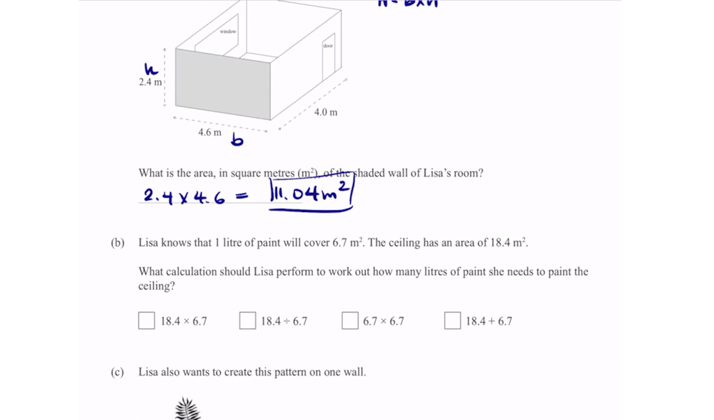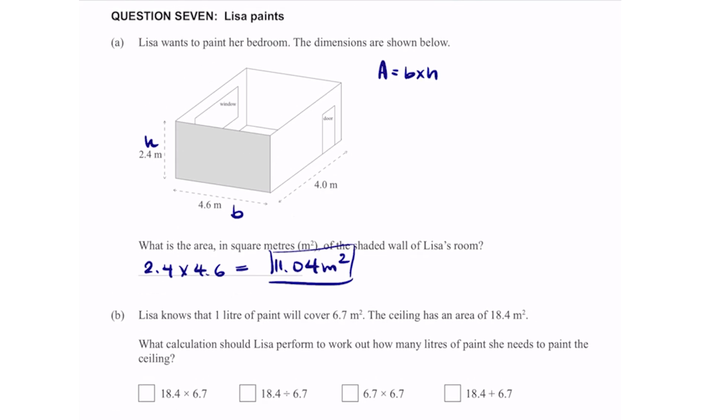Cool. Part B. Lisa knows that 1 litre of paint will cover 6.7 meters squared. The ceiling has an area of 18.4 meters squared. What calculation does she need to do? So again, another ratio question. Using this technique I taught you before, what is our ratio? It's given here. A litre of paint is related to 6.7 meters squared.